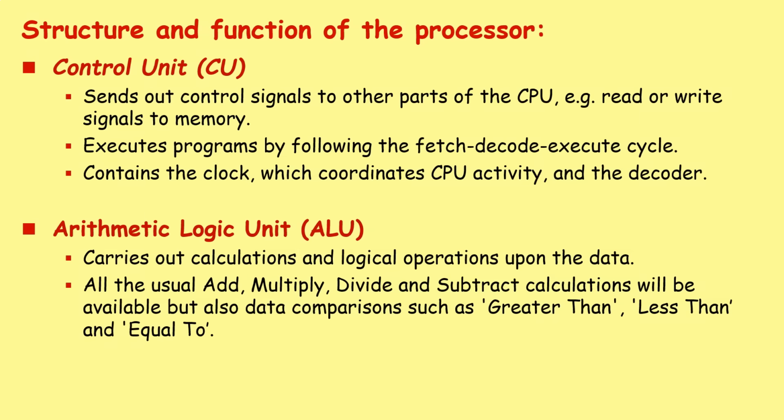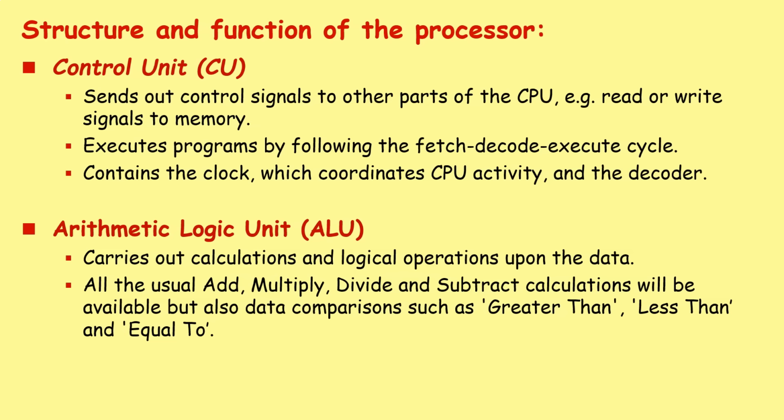The control unit, or CU, sends out control signals to other parts of the CPU, for example, read or write signals to memory. Executes programs by following the fetch decode execute cycle. Contains the clock, which coordinates CPU activity and the decoder. The arithmetic logic unit, or ALU, carries out calculations and logical operations upon the data. This includes the usual add, multiply, divide, and subtract calculations, but also data comparisons such as greater than, less than, or equal to.